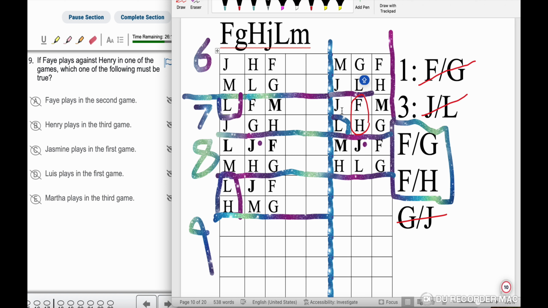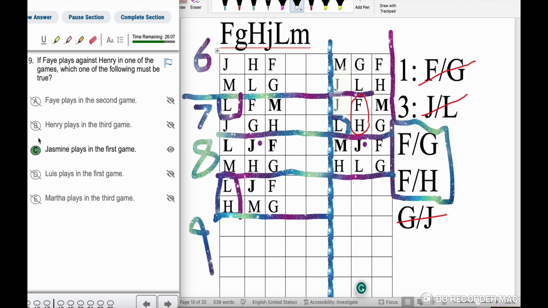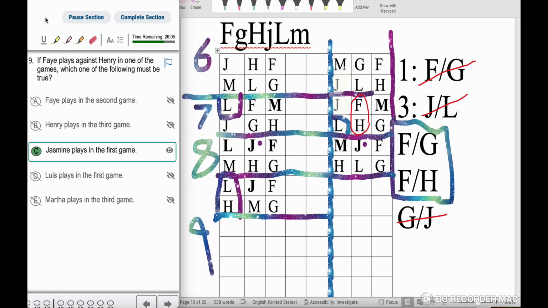J is in the first game. We see J in the first game for both of these. And for those of you who don't see it, I'm going to go ahead and highlight it here, where you see J and you see J in the first game. So let's go ahead and choose that one as the option. So we have answer C. J plays in the first game.